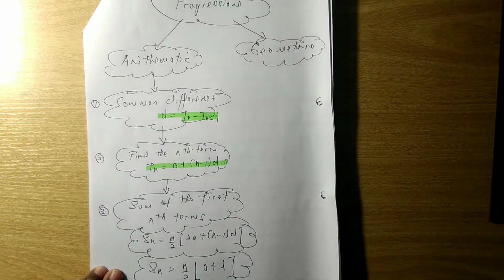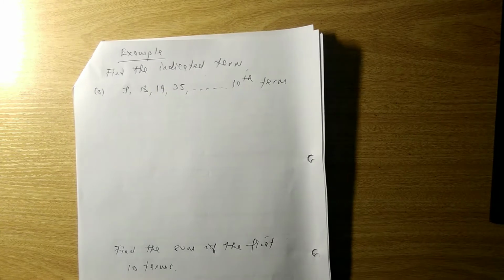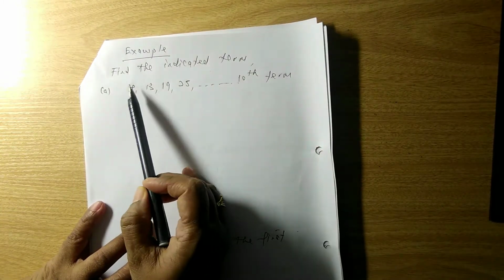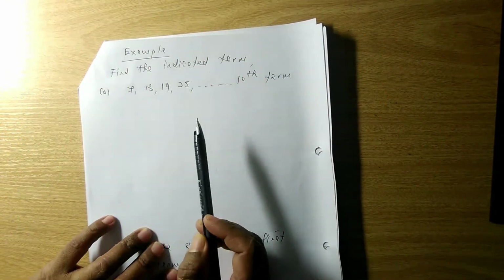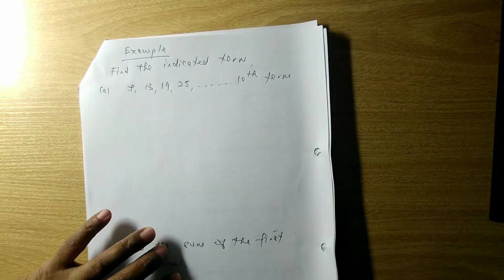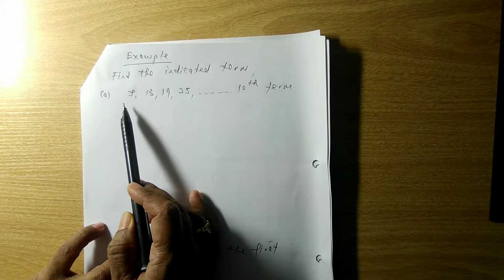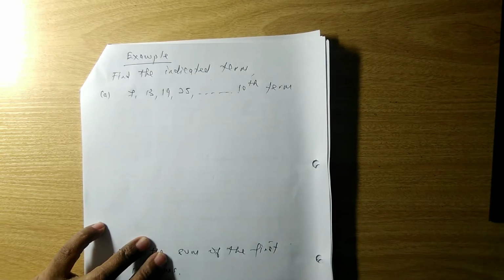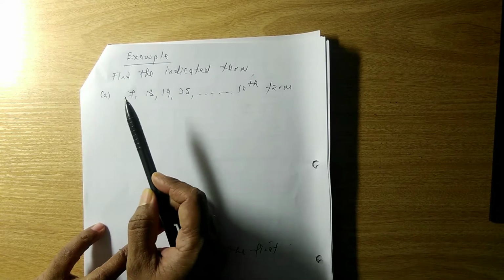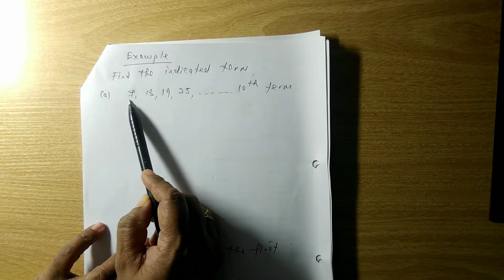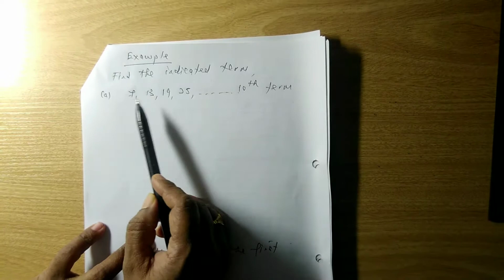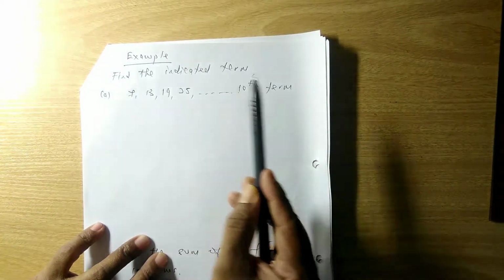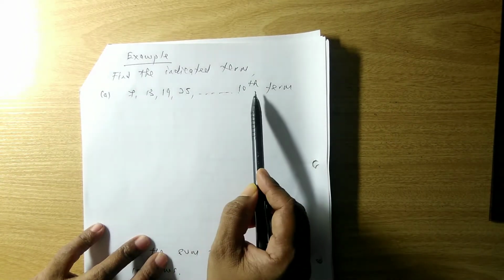Let's take a very simple example first. The question says find the indicated term. This is my progression: 7, 13, 19, and so on. We are looking for the 10th term here.